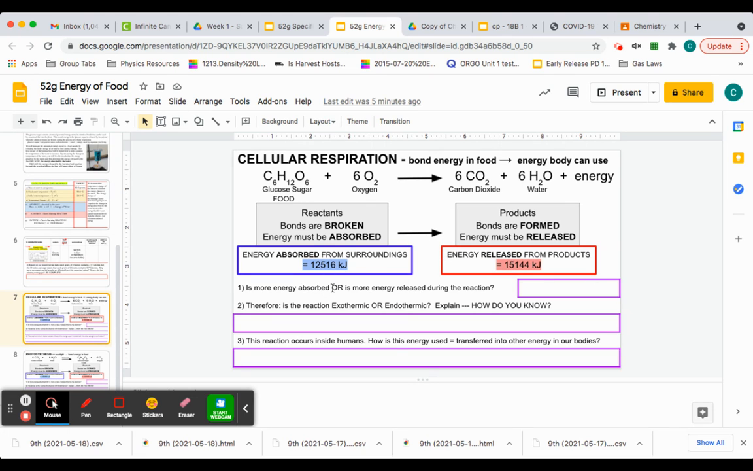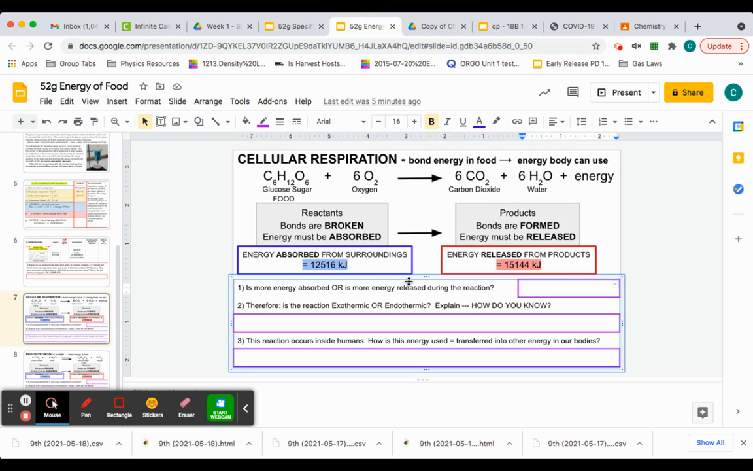So is more energy absorbed or more energy released during this reaction? Well, I have 12,000 absorbed and 15,000 released. So there is more energy released because the released number on this side, the red one, is bigger than the one that is absorbed. Therefore, is the reaction exothermic or endothermic? Because more energy is released than absorbed, that is exothermic because it is exiting. And more is released. And then this reaction occurs inside humans.